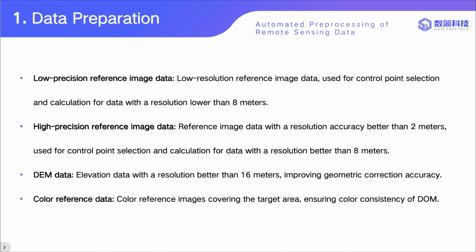Prepare reference data. First, you need to prepare the reference data for your target area: low-precision reference data, high-precision reference data, beam data, and color reference data. These ensure more accurate and consistent automated batch pre-processing.